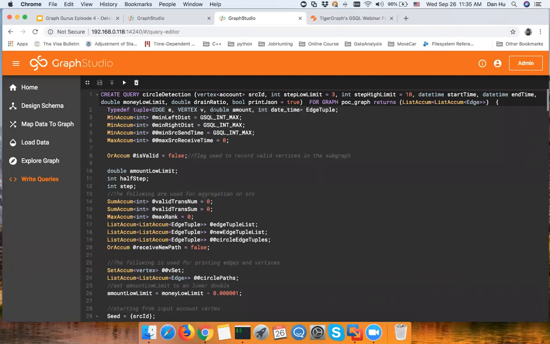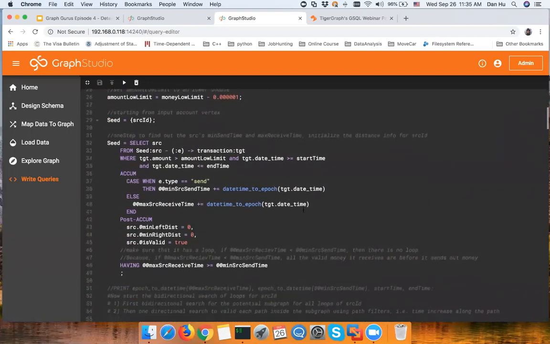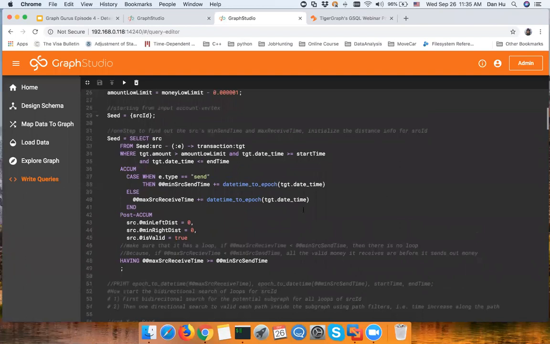Our edge tuple defined on line 2 records the vertex of the edge, the amount and the date, because the amount and the date are useful for the low limit filtering and the drain ratio filters. So we need to collect those 2 pieces of information while we are building the edge. So let's look at the workflow here. Because we mentioned we want to start from our input vertex and do the traversal.